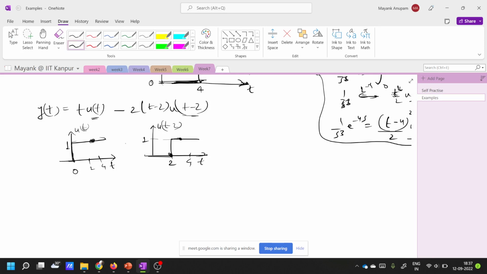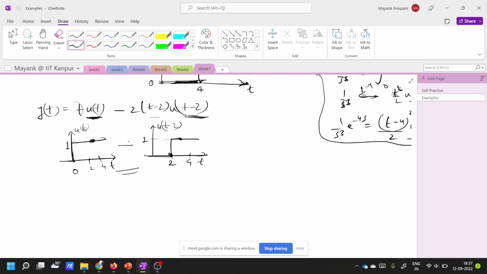No, I don't know what you are confusing it with. Right now, forget about t and t minus 2. I am just interested in u of t and u of t minus 2. Is this clear? Here, u of t and u of t minus 2.